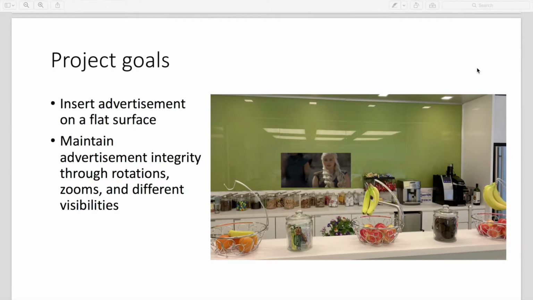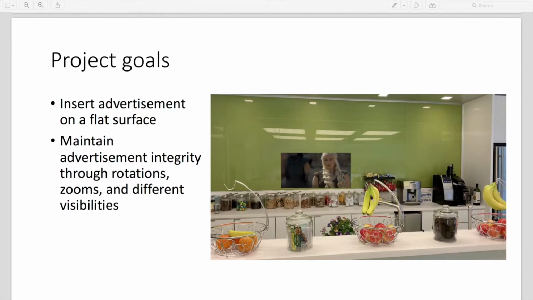So the goals of the project are to insert an ad on a flat surface in a video that we record. And throughout the video, the ad has to maintain its location regardless of how the camera zooms in and out or rotates or moves in a way that the ad is only partially visible or is not visible at all.